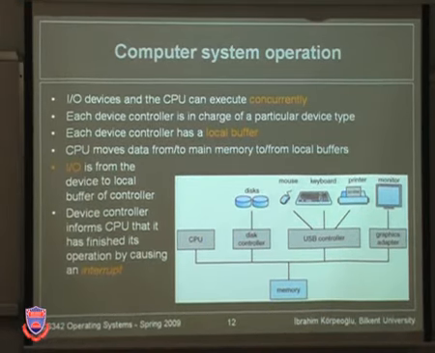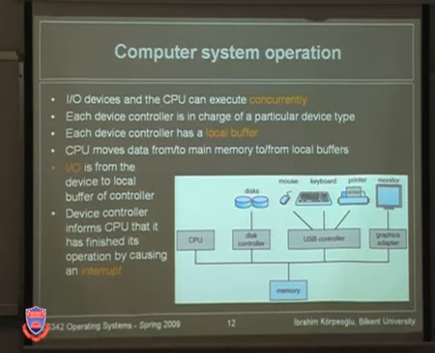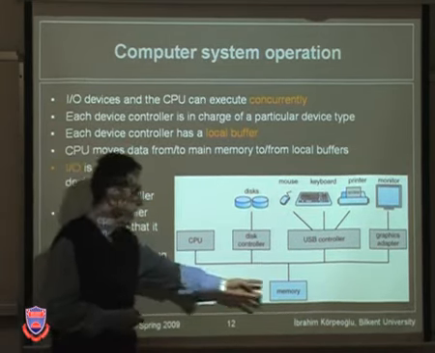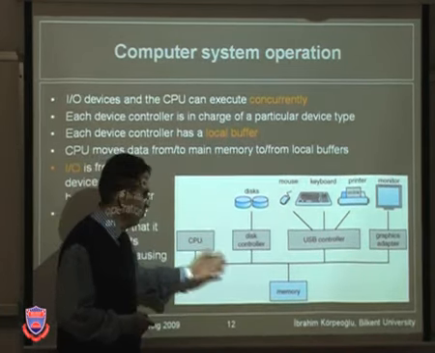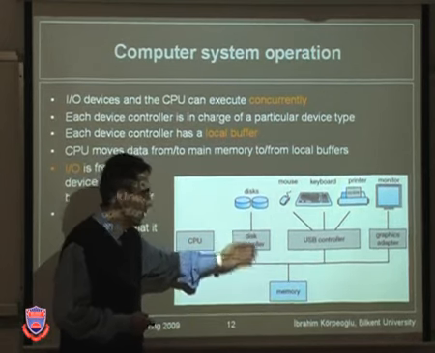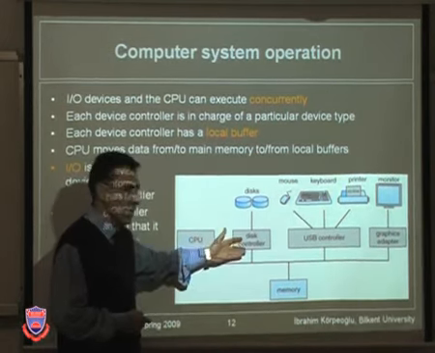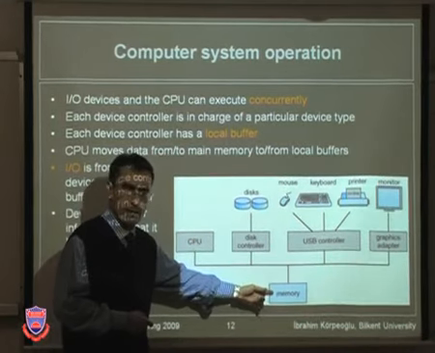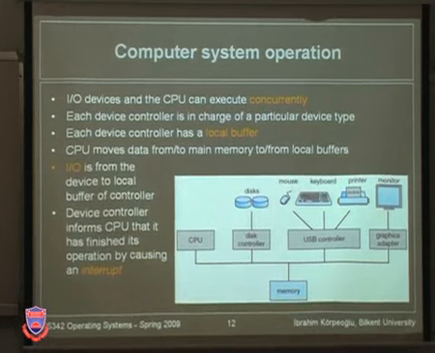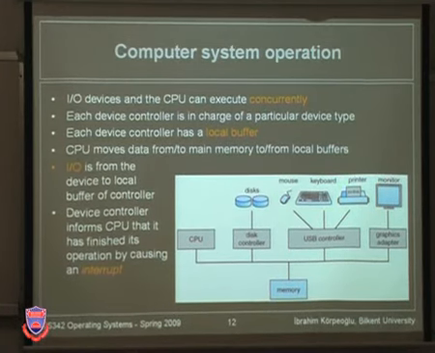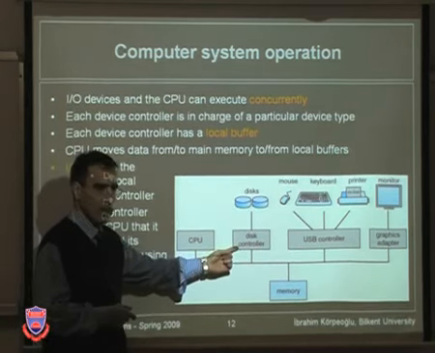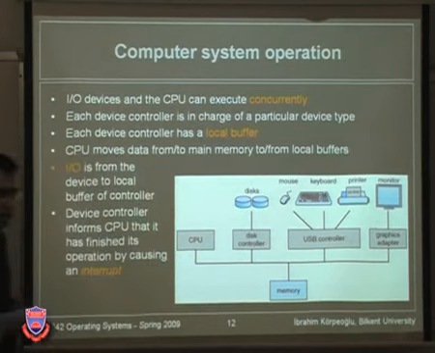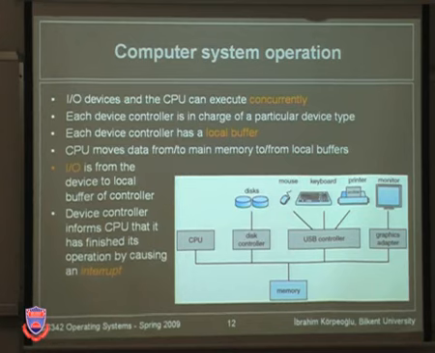The CPU moves data from the main memory to local buffers. If there is data to be moved from the memory to the controller buffer, the CPU can do that. The CPU can move the data from here to there, or from there to here, because the CPU can access the main memory and also the controller memory. The CPU has machine instructions, like move instructions or in-out instructions, that can be used to access the registers and buffers there, and also the memory cells, the memory words here. So the CPU can move data from main memory to local buffer or vice versa.